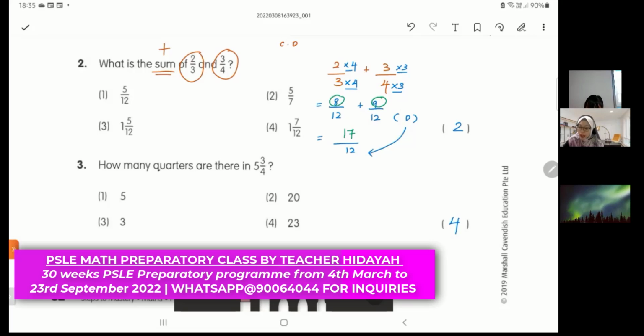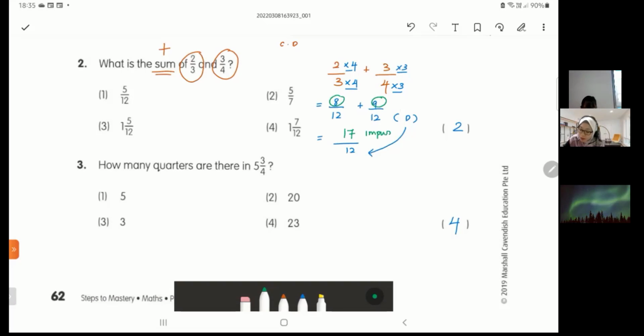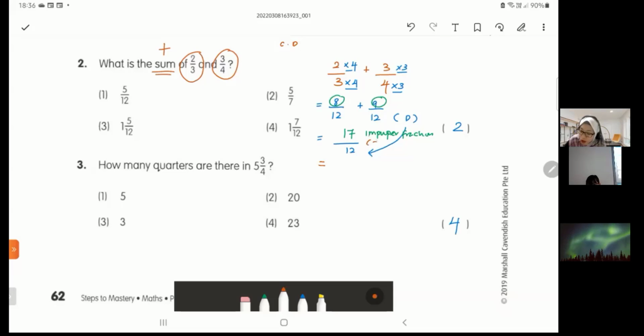Now, this is what we call an improper fraction. Yes? So, if you look at the answers there, there's no improper fraction. We have to change the improper fraction to mixed number. To change, you must always think of divide. Okay? So, 17 divided by 12. 12, 1 whole, then balance 5. So, 5 over 12. 1 whole, 5 over 12. Right? So, my answer is number 3.